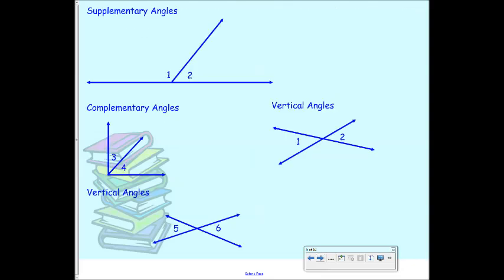Okay, and then we have 3 more pairs. I don't know why I have vertical angles on here twice. I think it's only on your slides once. I thought you couldn't see it on yours.